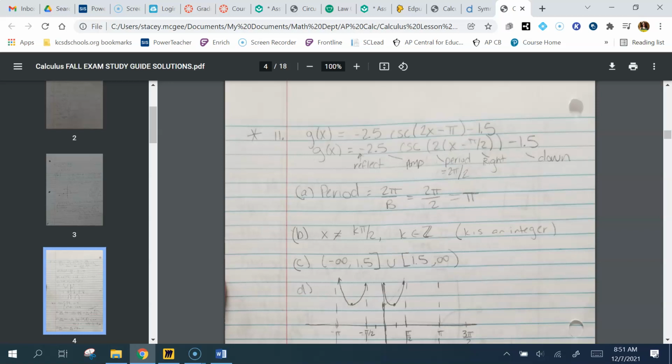So you could find cosecant of, say, pi over 2. What is the sine value? Sine of pi over 2 is 1. So that'd be cosecant of pi over 2, which would be positive 1.